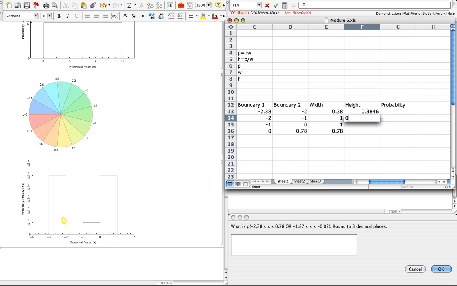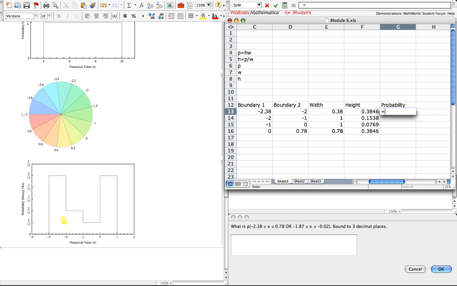So up to 4 decimal places is 15.1538. From minus 1 to 0, it's 1 over 13. And from 0 to 1, it's again 5 over 13. So I'm just going to use that value that I used previously.